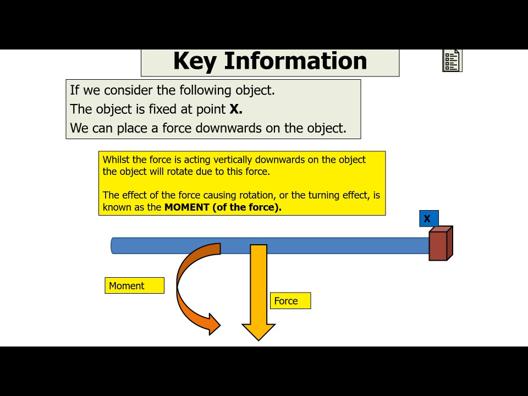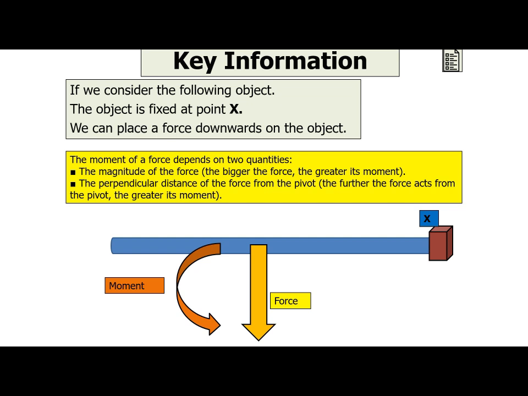Now, the effect of a force causing rotation, or the turning effect, is known as the moment of the force. The moment of a force depends on two quantities: the magnitude of the force, where the bigger the force, the greater its moment, and the perpendicular distance of the force from the pivot. The further the force acts from the pivot, the greater its moment.